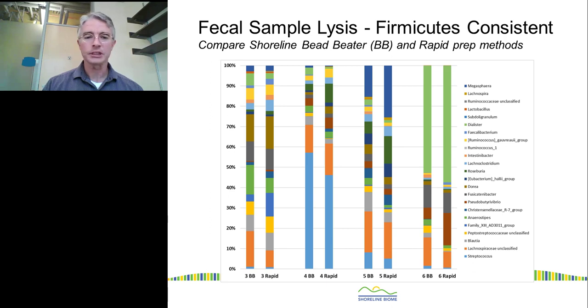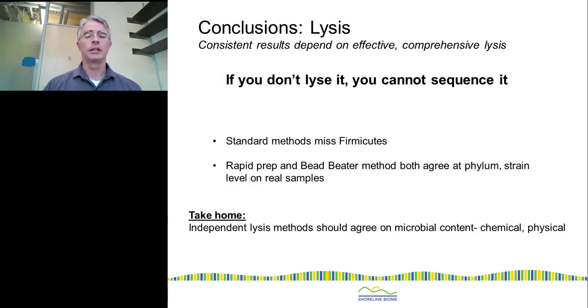So the conclusions on this is that your results start with cracking open the cells, and if you don't lyse it, you're not going to sequence it. So we came up with a few methods that enable us to get the same answer regardless of how we crack the cells and recover the DNA. And if you're doing an experiment of this type, it is extraordinarily useful to have two independent methods of recovering DNA that yield the same answer.